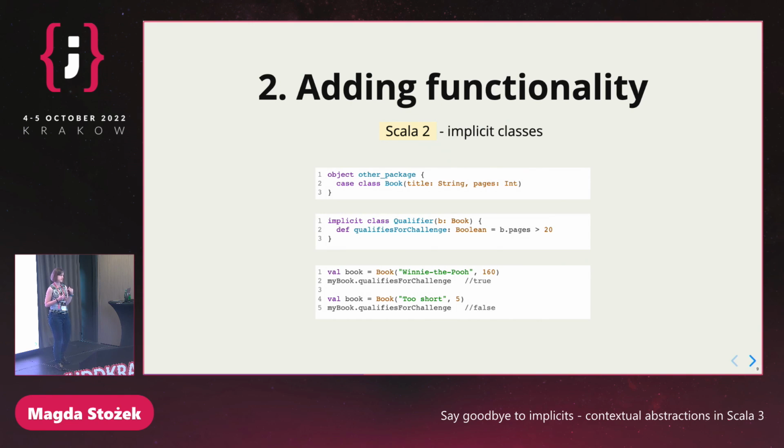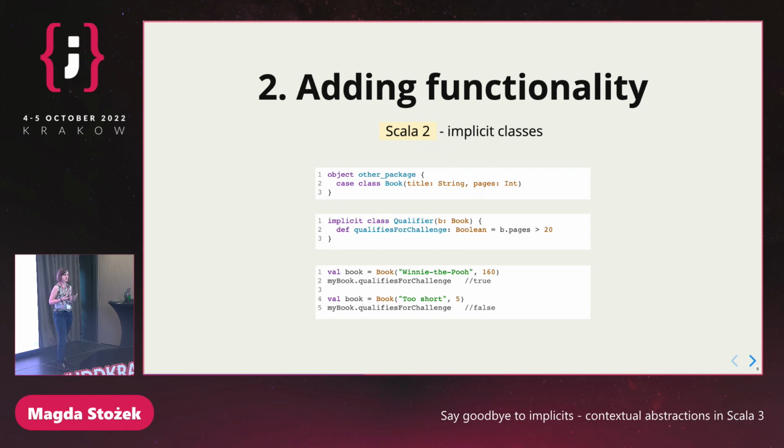In Scala 2, or generally, we need to add this method. And in Scala 2, you use implicit class for that. So this is how you do it. You define an implicit class. You need a name, even though you won't really use it. It operates on the book type. And here you have this qualifies for challenge method. The body of the method is that if the book is longer than 20 pages, it does qualify. And right now, even though I haven't made any changes in the book type, I can have the code that is there at the bottom. So this is Scala 2.